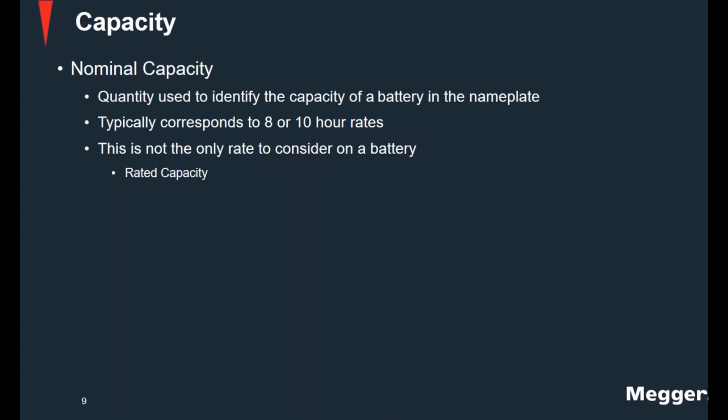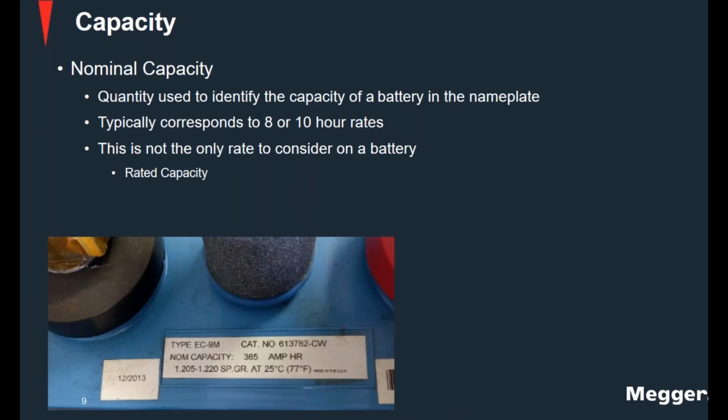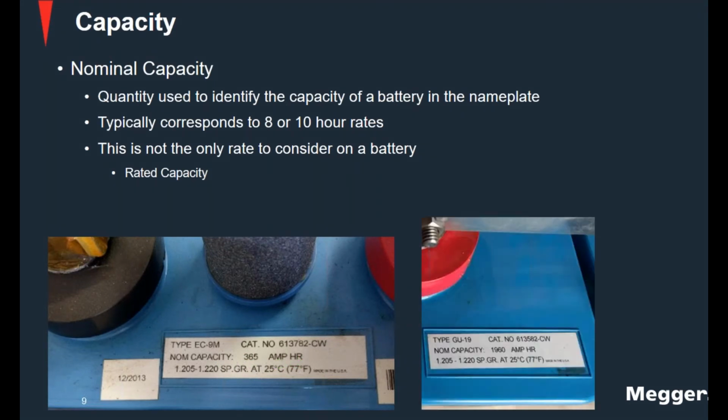There's another term that is very common with batteries, which is rated capacity. They are kind of synonyms, and many times in other equipment they represent the same thing. Here there's a little bit of a difference, and that's why we are defining this here. For example, I'm showing a picture of a battery that has a nominal capacity of 365 amp hours. Then I have one more here that is 1960, and one more here which is a 110 amp hour battery.